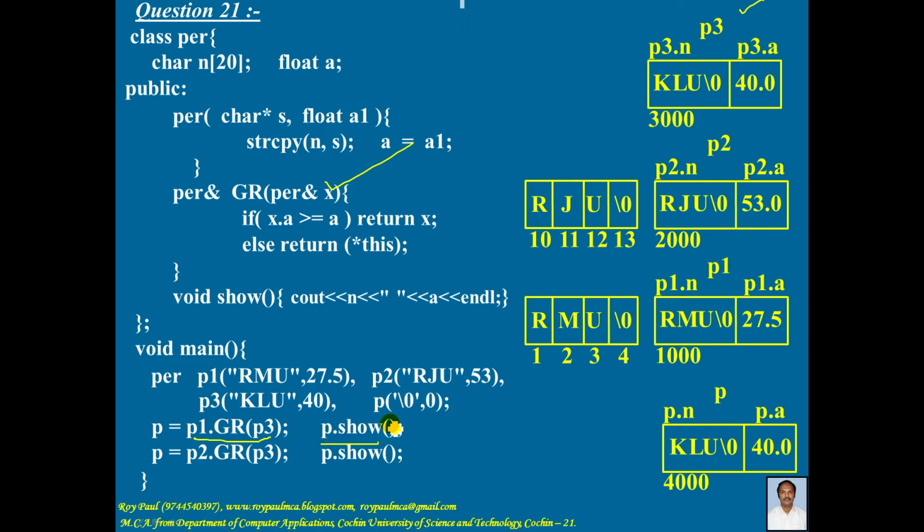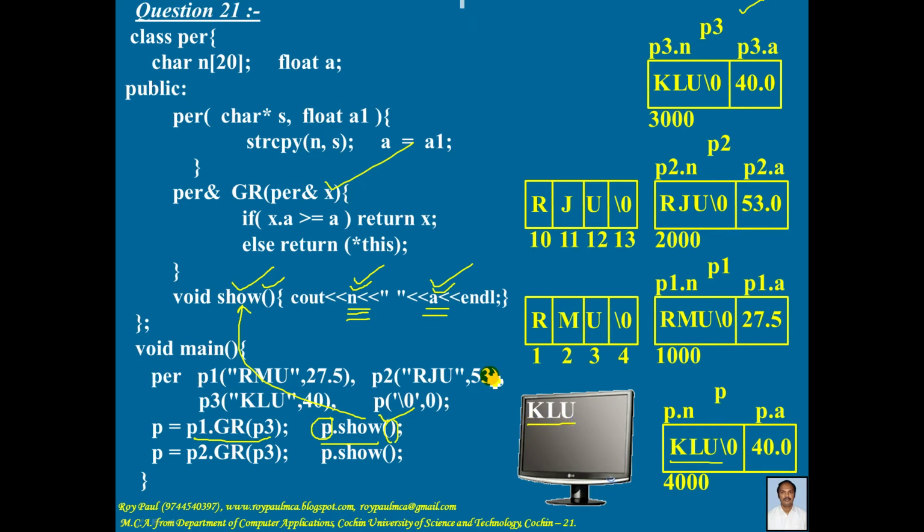Now again, next line. This symbol is the function. On encountering a function call, finally control reaches the point where the function is defined. Now this is a data member. So inside a member function, the programmer will write only the name of the data member. The compiler automatically takes this as the name of the object with which the member function was called dot n. So this is p dot n, this is p dot a. And what is p dot n? KLU. So on the computer's monitor you get KLU followed by a space, p dot a. What is p dot a? 40.0. And because of this endl, the cursor goes to the next line.